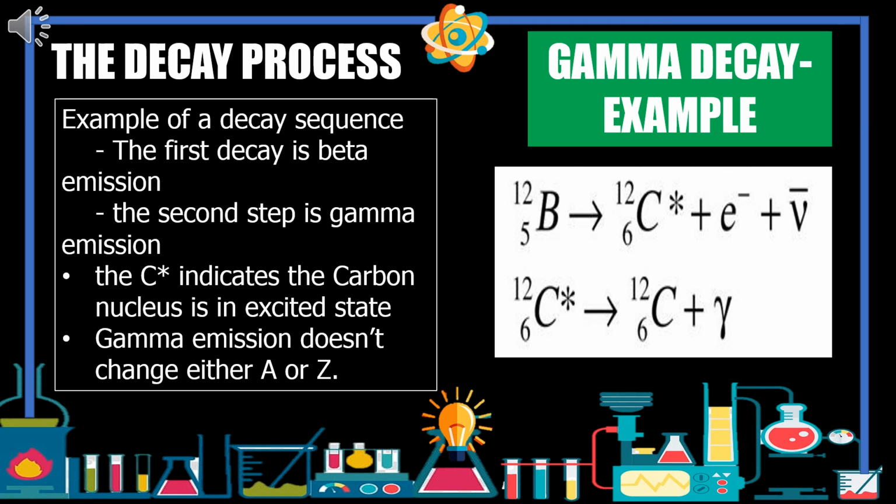So, for this example, we could see that gamma decay undergoes two steps. The first decay is beta emission, in which it releases an electron and an antineutrino. Second is gamma emission. Here, we can see that the composition of carbon was not changed. Before the decay, it has 12 protons and 6 nuclei, which doesn't change after the decay. The C asterisk indicates the carbon nucleus is in an excited state. This excited carbon nucleus then decays to the ground state by emitting a gamma ray.